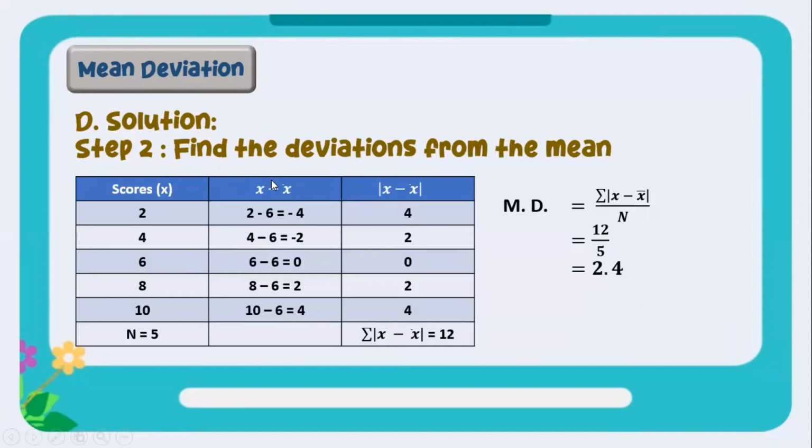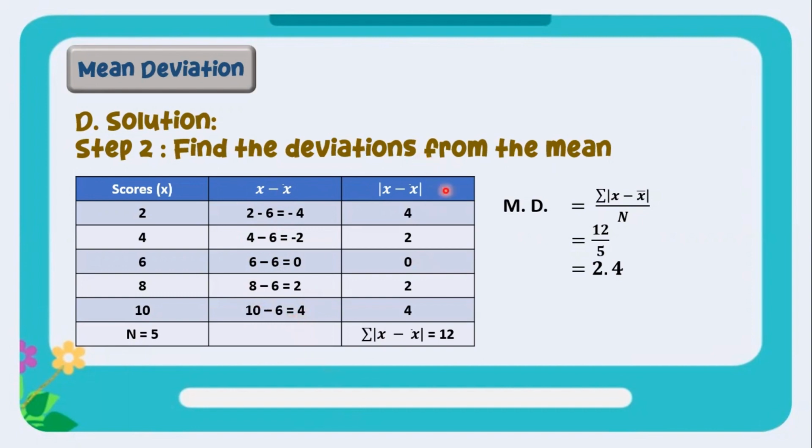For step 2, we find the deviations from the mean and the absolute deviations from the mean. So we have X minus X bar, which is score minus mean, shown step by step in each row. We have 2 minus 6, and 6, if you still remember, is the value of our mean, which is equal to negative 4. 4 minus 6 equals negative 2. 6 minus 6 equals 0. 8 minus 6 equals 2. And 10 minus 6 equals 4.